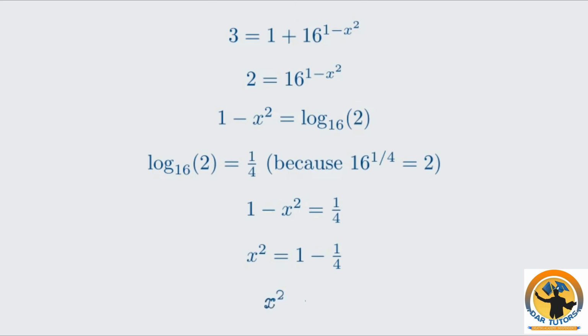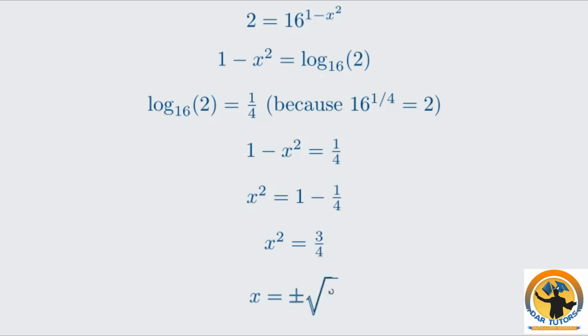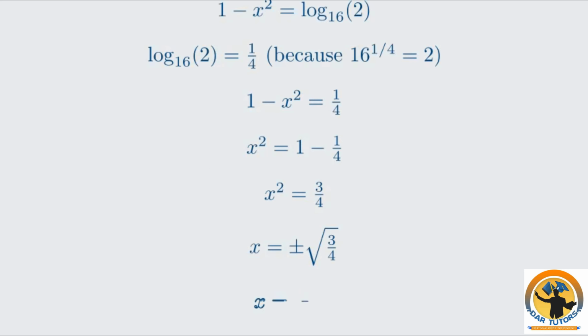Rearranging the equation, we get x squared equals 1 minus 1/4, which is 3/4. Taking the square root of both sides, we get x equals plus or minus the square root of 3 over 2. Remember to include both the positive and negative solutions. This example shows a complete process: setting up the equation, converting to logarithmic form, evaluating the logarithm, and solving the resulting algebraic equation.